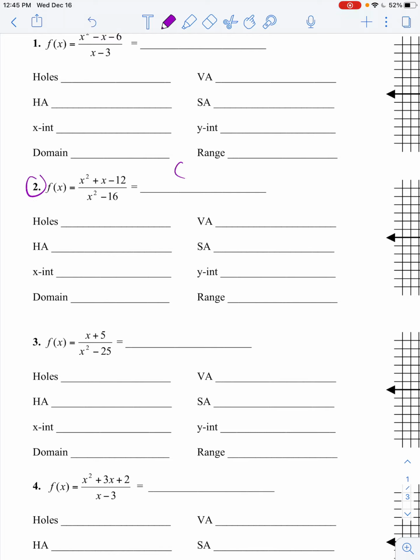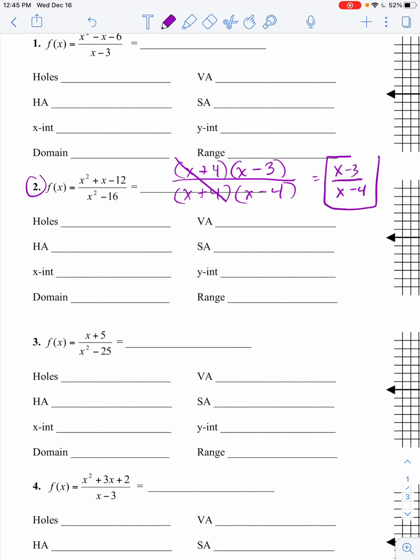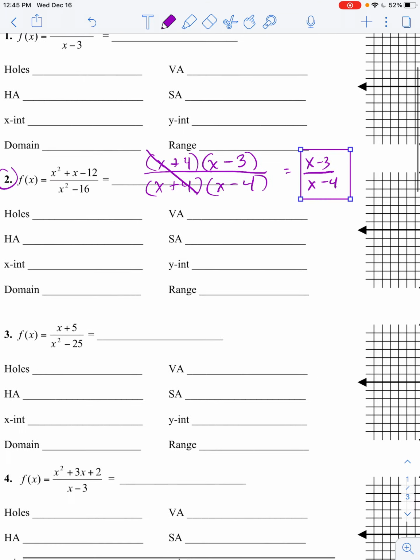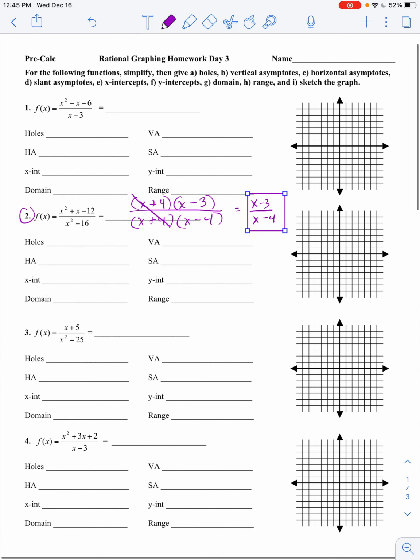When I factor the top, I'm looking for 12 in a way that subtracts to be 1. So I'm going with 4, 3 to get a positive 1. I'm going to use that. The bottom is the difference of squares, so I end up with that. These cancel, so my finished product in terms of being simplified looks like this. Okay, awesome. Now, walk yourself through the steps.